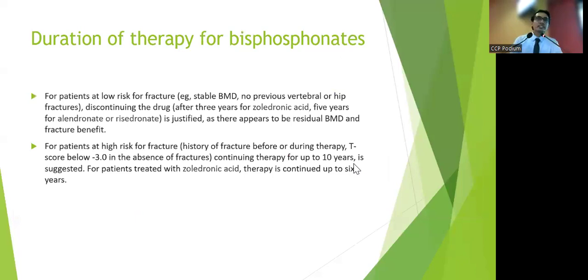So if the patient does not have any significant risk factors for fractures, and if the T-score is reasonably okay, we can start treatment and continue that for 6 years for oral drugs and 3 years for IV drugs. But if the T-score is very low or if there are fractures, we have to continue this for 10 years for oral and 6 years for IV, and then reassess the bone mineral density and decide on a drug holiday.